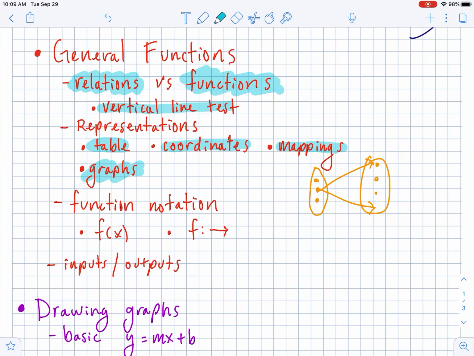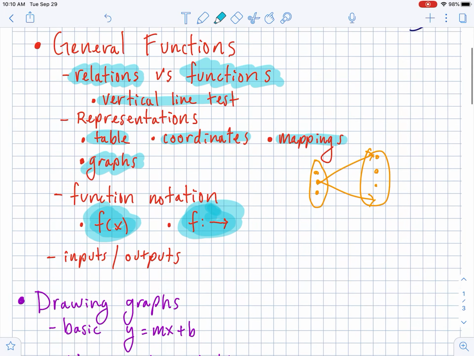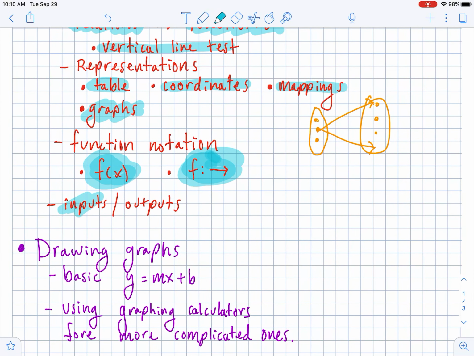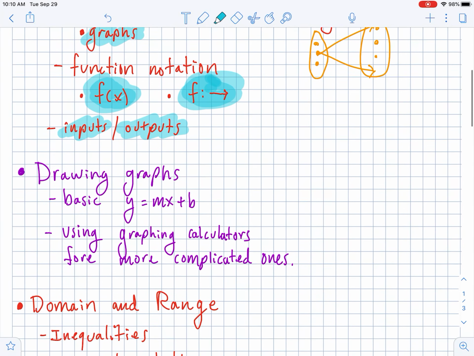Okay, function notation. You will see the classic f of x, but be ready for the IB notation of f colon with the arrow, x maps to whatever. It's very similar to this one, slightly different. Functions are all about inputs and outputs. Be ready to put inputs into functions and find an output, or vice versa. We might give you an output and ask you to find an input.